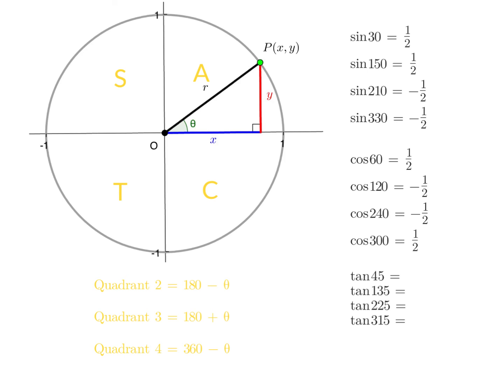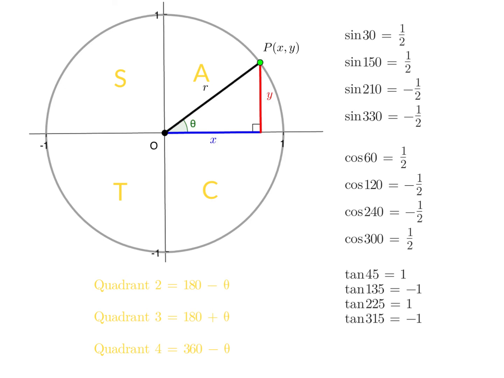Once again, confirming our quadrants, our angles, using 60, cos of 60, we have 180 minus 60 is 120, 180 plus 60 is 240, and 360 minus 60 is 300.